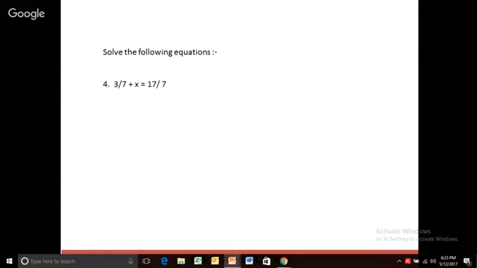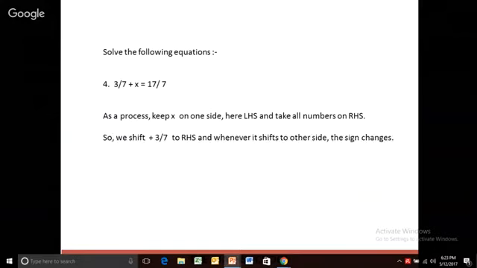3 by 7 plus x is equal to 17 by 7. Again keep x on left hand side and shift the numbers on other side. Obviously the sign will change, so 3 by 7 will become minus 3 by 7. So x is equal to 17 by 7 minus 3 by 7. So 7 will be the LCM. 17 minus 3 is 14 by 7. So x is equal to 14 by 7, which is equal to 2 is the answer. Very simple questions in the beginning.